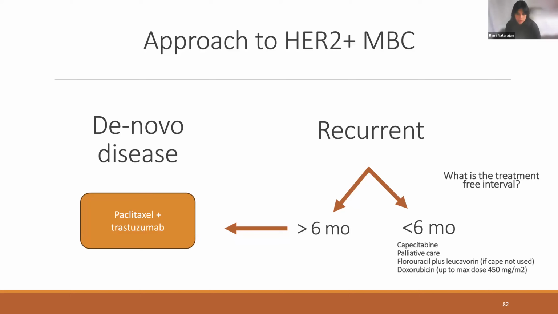And so if it's greater than 6 months, then we generally use the same approach as patients who have de novo disease. But if it's less than 6 months, we generally consider the patient not to benefit from a taxane plus trastuzumab, and then think about other agents such as capecitabine, palliative care. Doxorubicin can also be used in this setting.